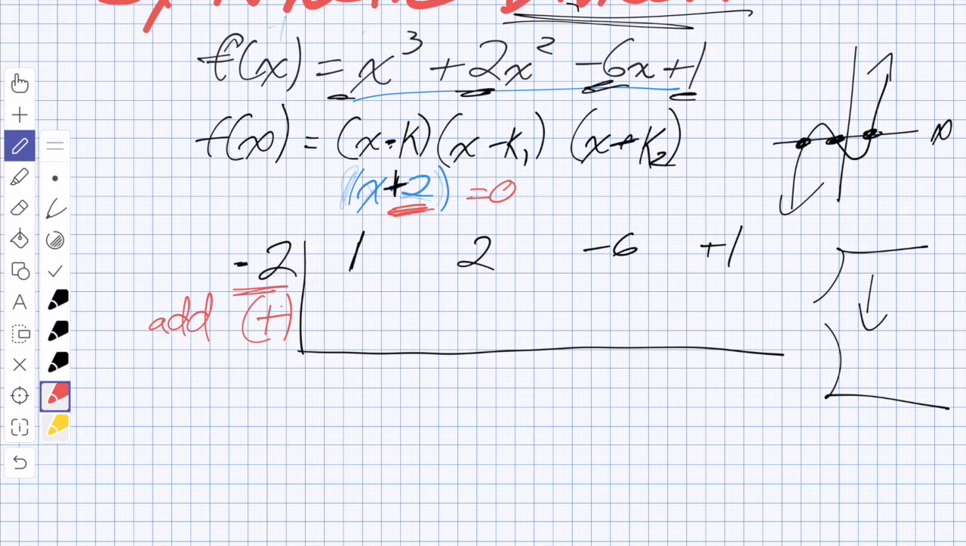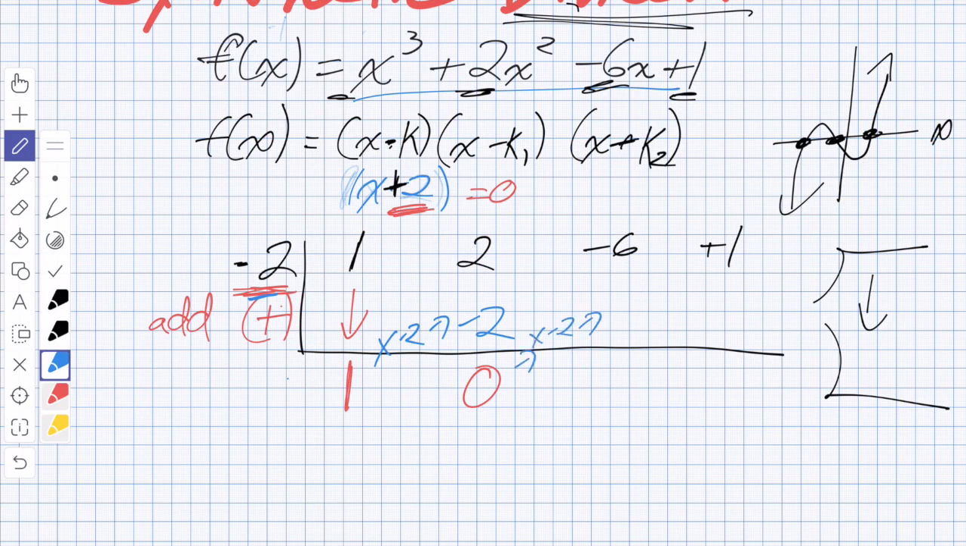The process is actually far simpler than long division. We bring down this coefficient, so we have the value of 1. I then take this negative 2, and change the color so I can get faster at it. I'm going to multiply it by negative 2, and put it as another value here. So negative 2 times 1, put it here, negative 2. And now we add. Well, what's 2 plus negative 2? 0.